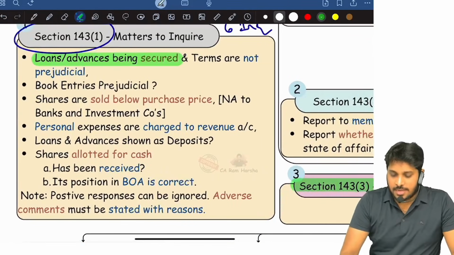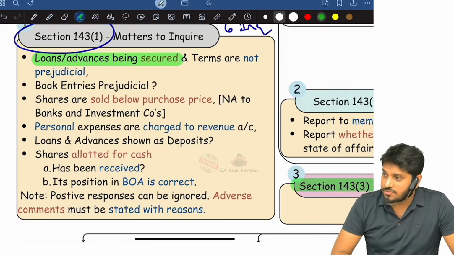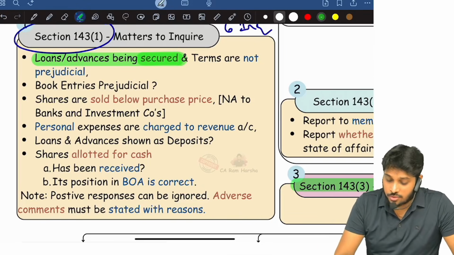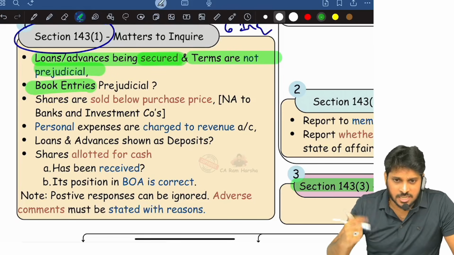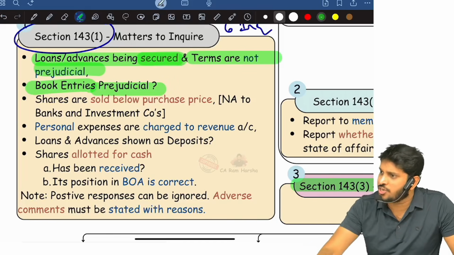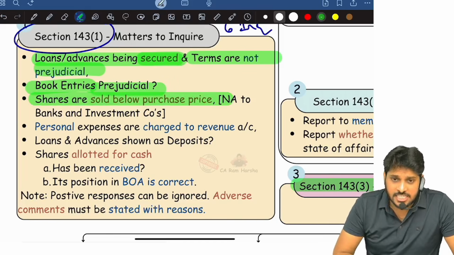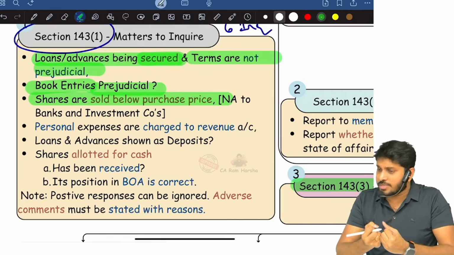Now, whether the company has granted loans and advances on the basis of security. If so, are they properly secured or not, check out. See that the terms are not prejudicial. The company will have so many book entries: depreciation, provision for bad and doubtful debts, all these are book entries. Are they favorable or unfavorable? In the sense, are they genuine or not? Are there any shares which are sold below purchase price? Means the company purchased shares and securities of some other companies and sold at a loss.